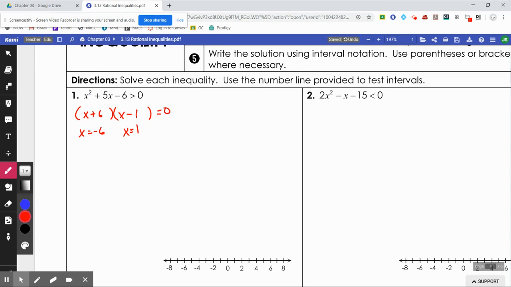We're going to plot those points on a number line, and we're going to use appropriate closed or open circles. If it's greater than or less than, again, we're opening circles.